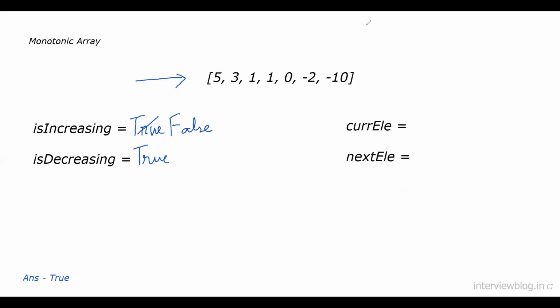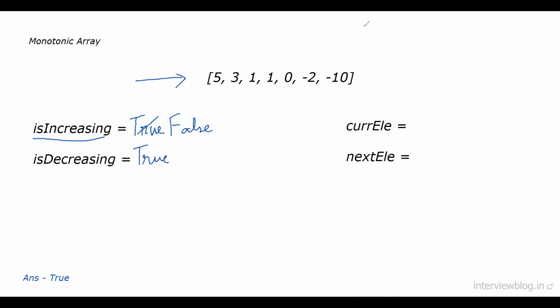So at the next step, our current element would be 3 and the next element would be 1. So we will be comparing 3 with 1. We can see that 3 is greater than 1. Hence, again in this step, the array is in decreasing fashion, and hence we'll be overwriting the is increasing variable from false to again false. So at the next step, our current element will be 1 and the next element would be 1. Now we can see that 1 is equal to 1, which means that the array is neither in increasing fashion nor in decreasing fashion. Hence, we will not be updating the is increasing or is decreasing variables.